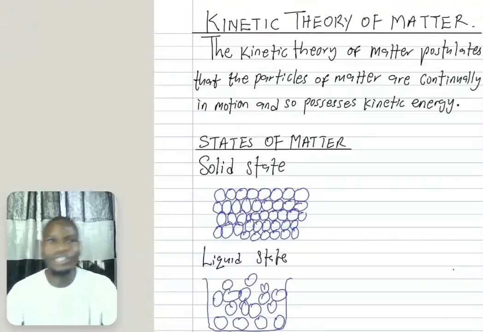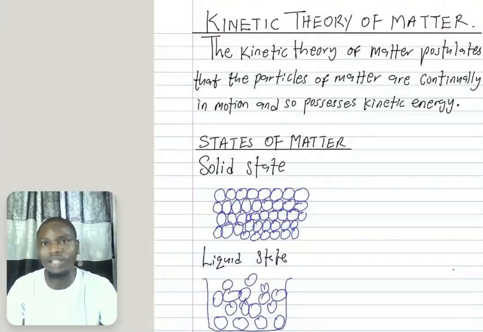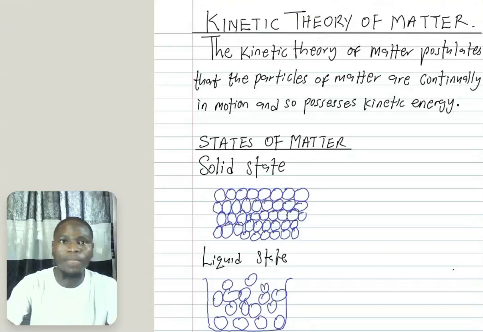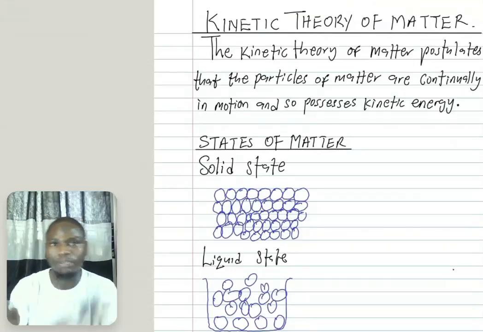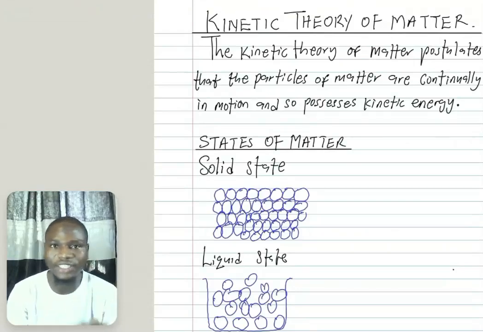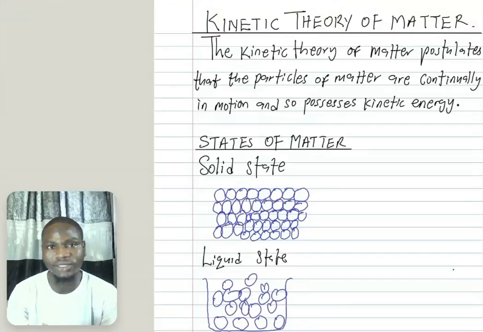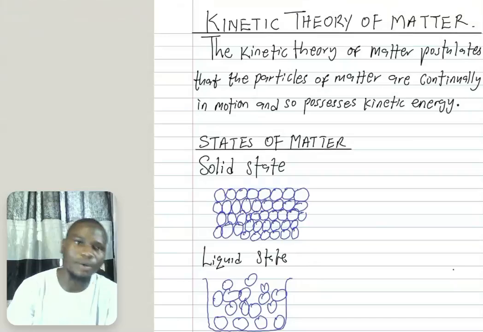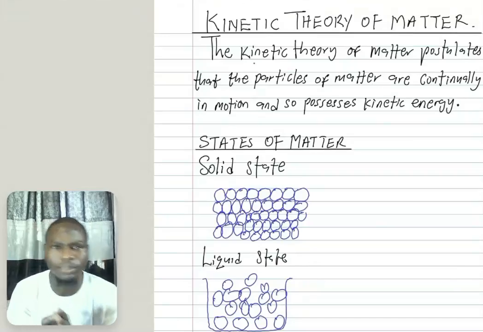Now, in today's lesson, we are going to be looking at the kinetic theory of matter. This is a new topic. What is the kinetic theory of matter talking about? This is the postulate. The kinetic theory of matter postulates that the particles of matter are continually in motion and so possess kinetic energy. Now, let us explain the key points in this definition so we can understand the concept.